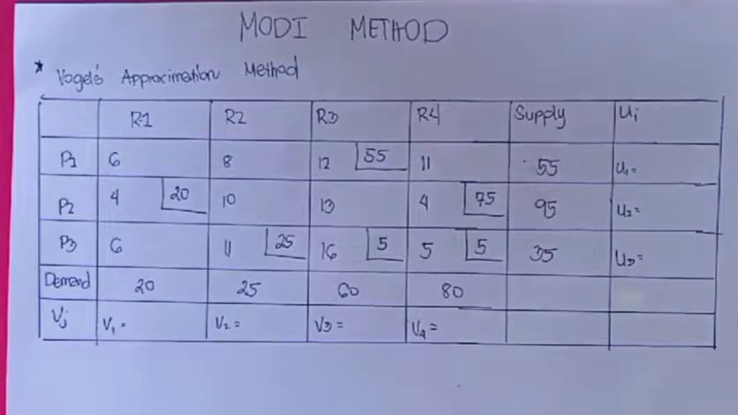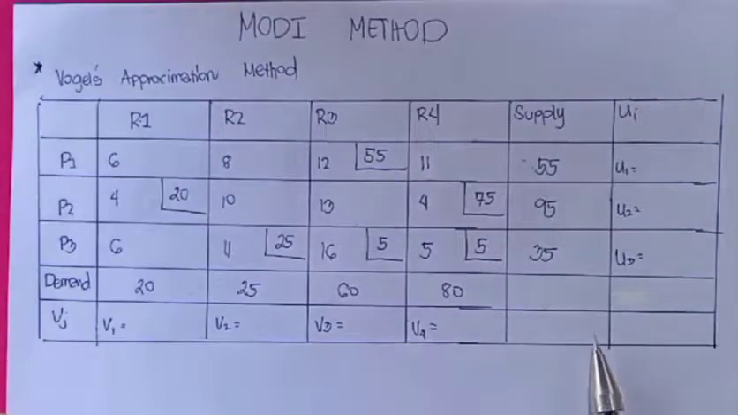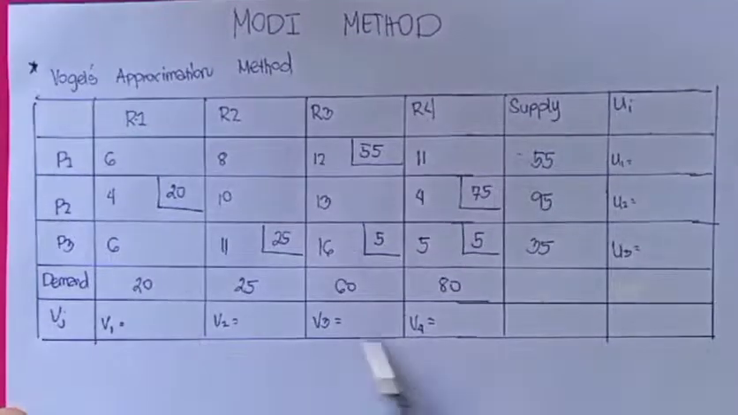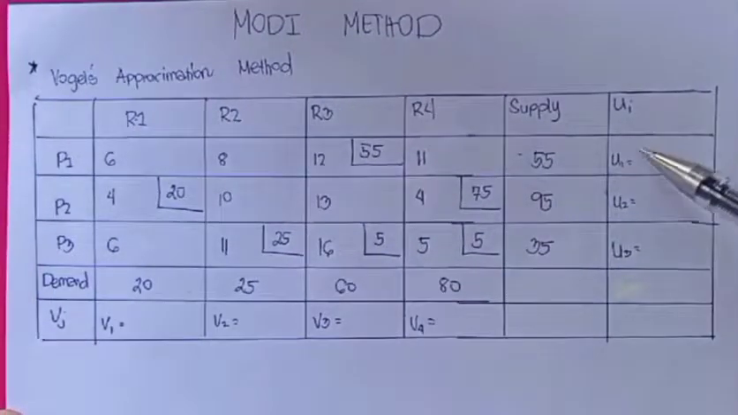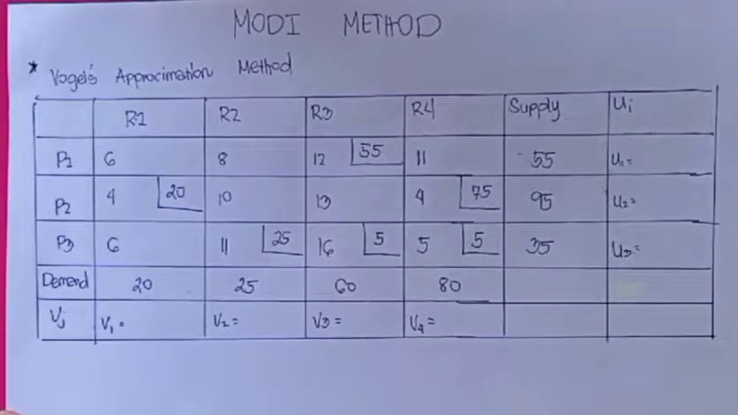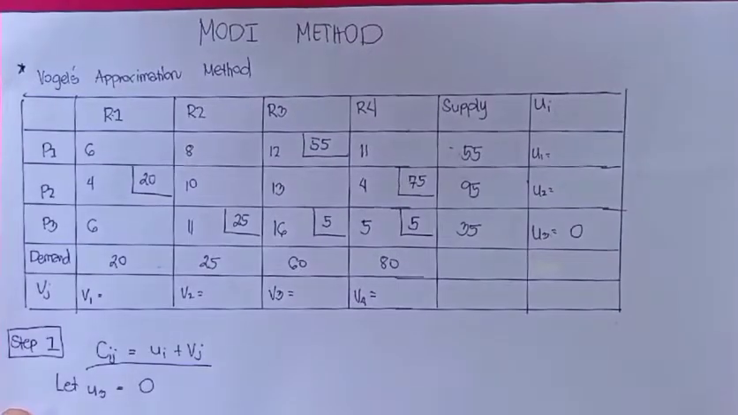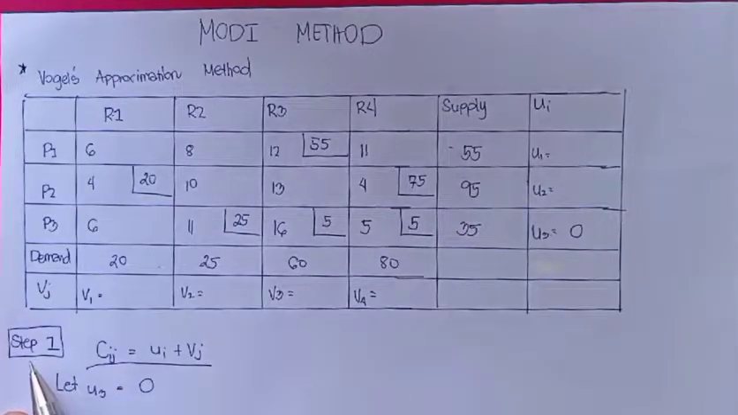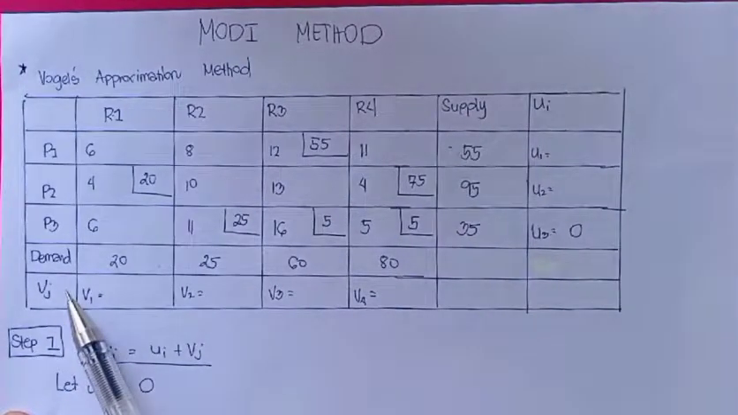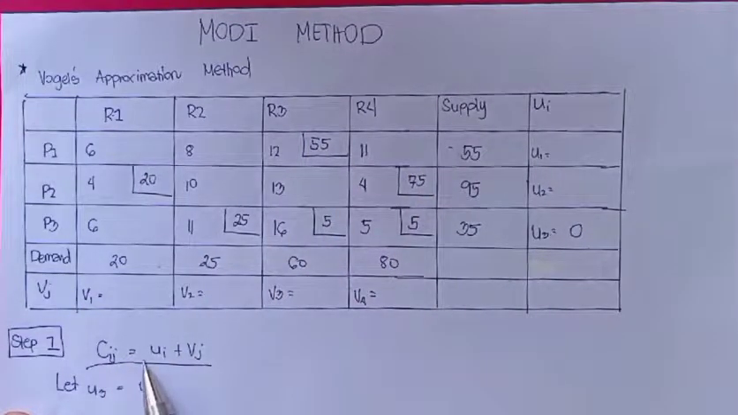So, gamitin natin kung ano ang nakuha natin sa Vogel's approximation method. And we will just add a column and row for Ui and Vj. We have U1, U2, U3, V1, V2, V3, and V4. So here we have 6 allocated cells or occupied cells. So our first step is to find Ui and Vj for all occupied cells, where Cij is equal to Ui plus Vj. So this is our formula.